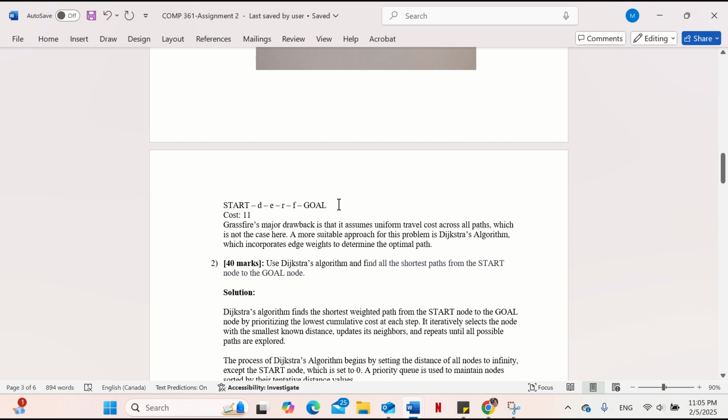Well, the issue here is that the algorithm selects the path based only on steps taken, not on actual travel costs. That's why it's not the best approach for this scenario.